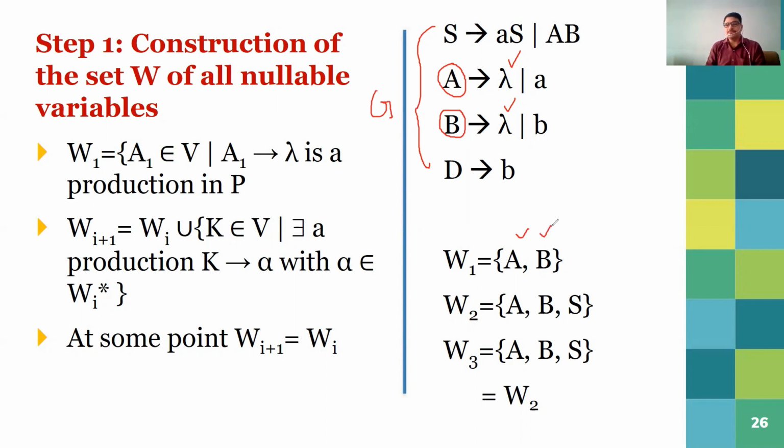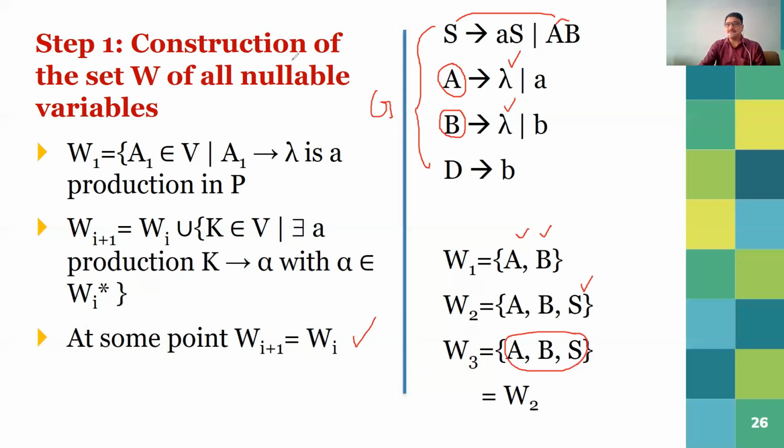Now we will try to find W2. W2 is W1 union K to alpha with alpha belongs to W1 star, meaning any combination of W1. In this case, W2 will be W1, that is A, B, and AB is produced by S. So we will write here S. Similarly, we will find W3, and fortunately W3 will be equal to W2. So we will stop here, because this condition is satisfied. Now this W is the set of all nullable variables, meaning these variables are affected by null.